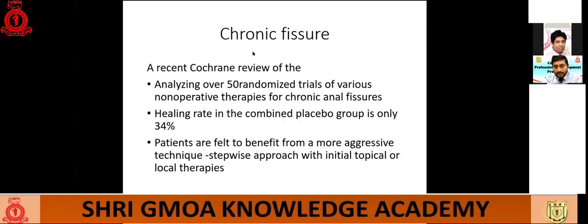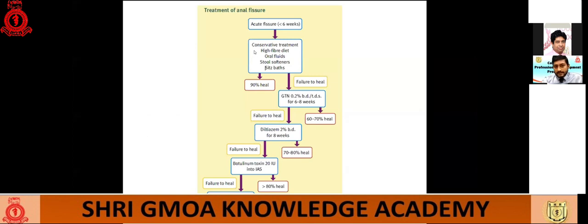As a summary for fissures, I can give you a treatment guideline. If there's a fissure of more than 6 weeks' duration, we can give a high-fiber diet, stool softeners and sitz baths. 90% of the fissures heal. But failing that, we can try 0.2% GTN twice or thrice a week for 6 to 8 weeks. If it fails, then we can try diltiazem. And after failure of this medical therapy, we have to consider either Botox injection or surgery, lateral internal sphincterotomy.